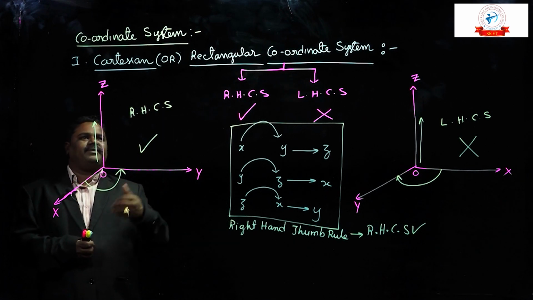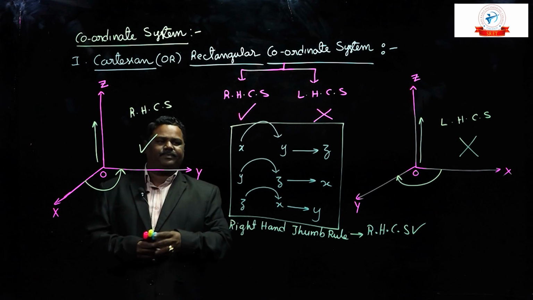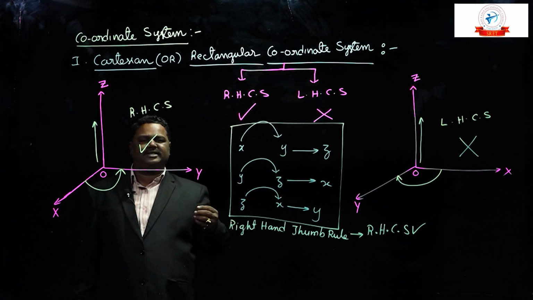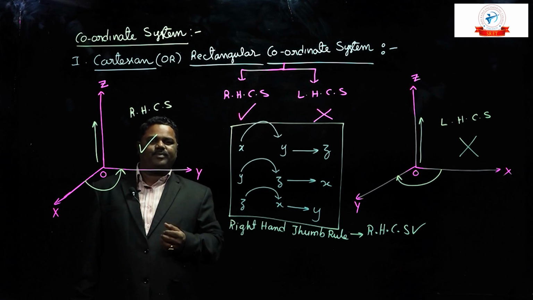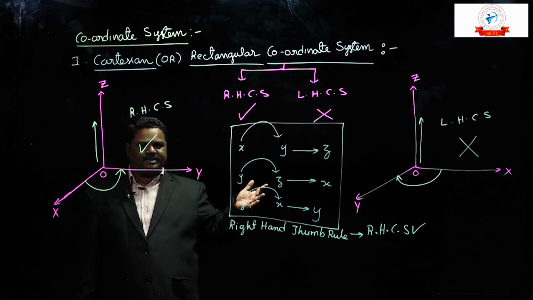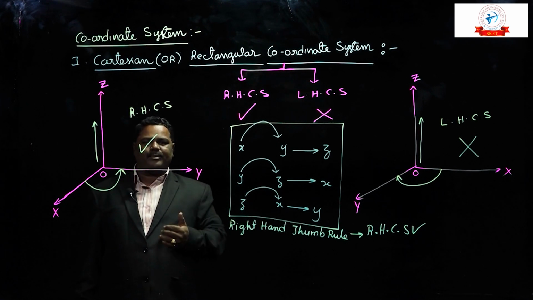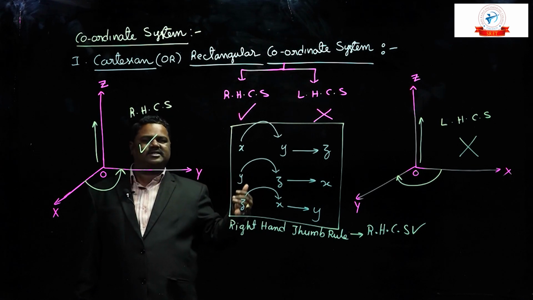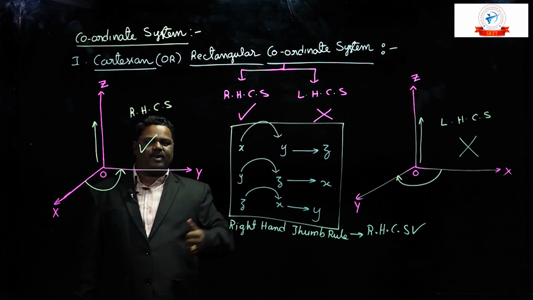Next we will see, in this coordinate system, we are going to study points, lines, planes or surfaces. This is very important to understand in each and every coordinate system. In the Cartesian coordinate system, I am going to start with the planes or surfaces, then the lines, and we will end with the points.